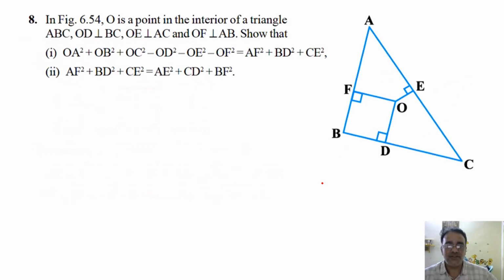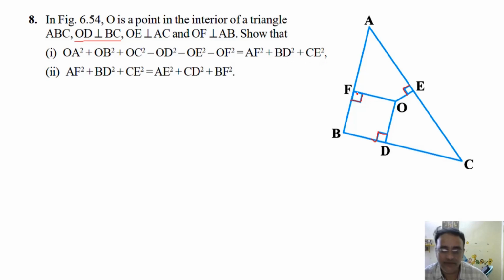Okay. Now next question. This is a very good question. In figure 6.50, O is a point in the interior of a triangle ABC. OD is perpendicular to BC, OE is perpendicular to AC, and OF is perpendicular to AB. Show that OA square plus OB square plus OC square minus OD square minus OE square minus OF square is equal to AF square plus BD square plus CE square.